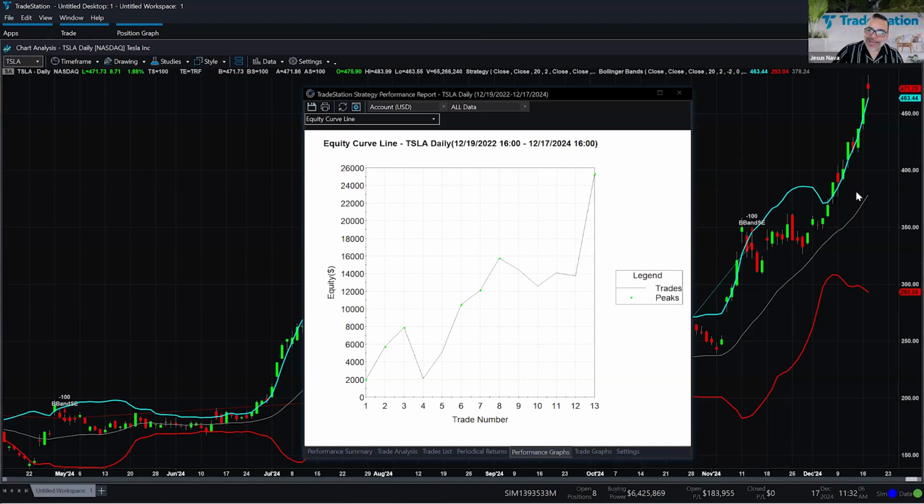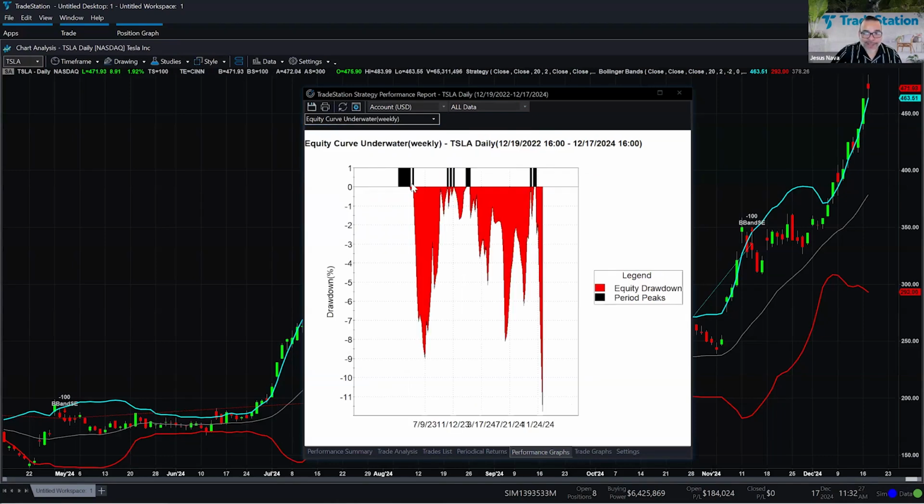For example, right now we are in an open trade that is losing money. We talked about it just a moment ago. We are in a short trade, but it's not seen here because it's still open, and the strategy, or in this case Tesla, can drop and that trade can become a winning trade. But if you look at this graph that says equity curve underwater weekly, it tells you how much time you were underwater. You can see this is percentage. We were at almost a 12% negative drawdown at one point.